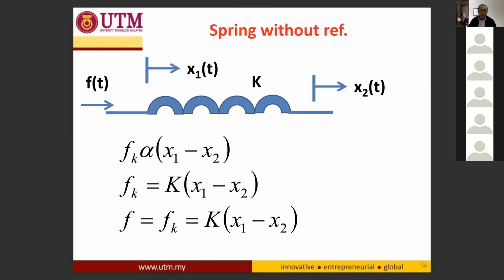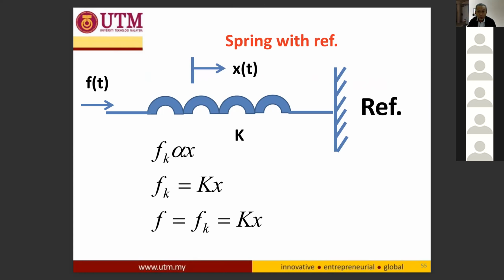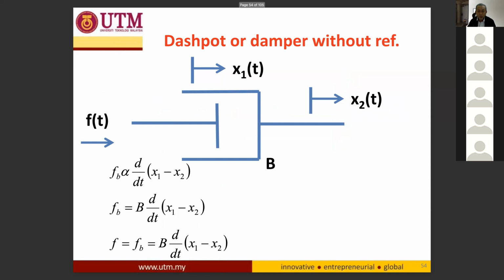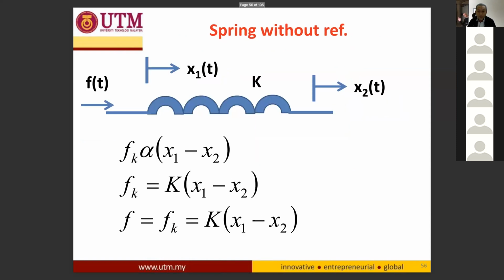And then the spring without reference, same as the damper, which is F equals K times x1 minus x2. With and without reference. This one has a reference. This is the reference, right? Same with this one, it has a reference. And this one is without reference. So you have two displacements, x1 and x2.